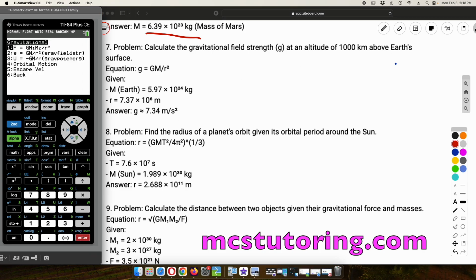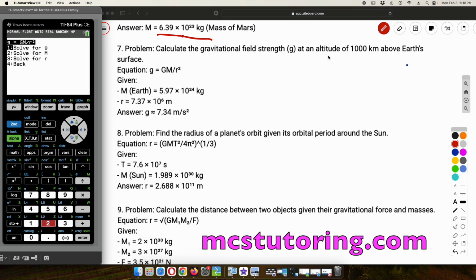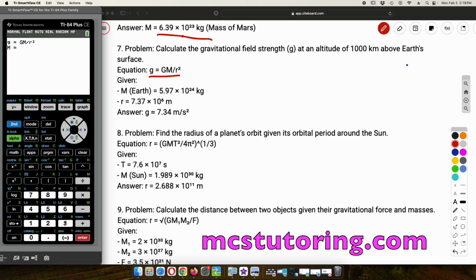Calculate the gravitational field strength. Ooh, gravitational field strength, that's option 2. At an altitude of 1,000 kilometers above Earth's surface. So look, the equation is this, g equals big G, the universal gravitational constant, M over r squared. So the mass of the Earth, right, what are we solving for? Gravitational field strength, so it's going to be the little g. And then the M, it's the mass of the Earth, 5.97 times 10 raised to the 24th. Okay, there we go. And then r, what's the radius?